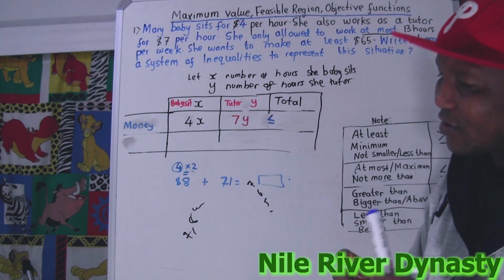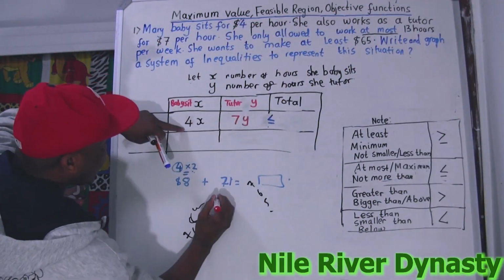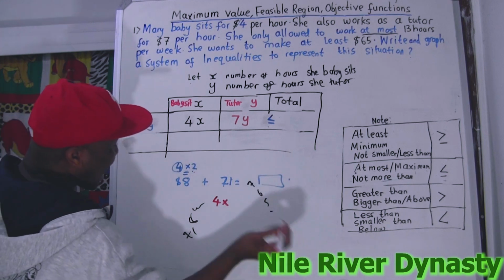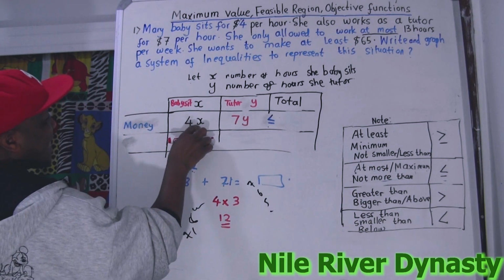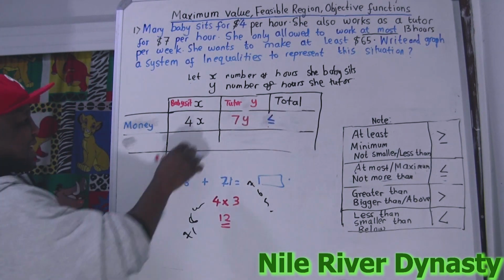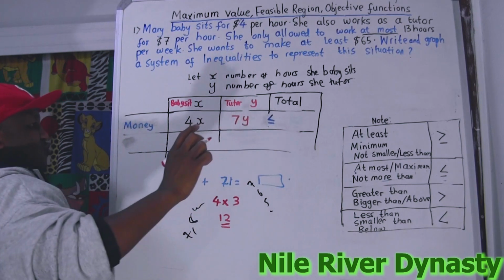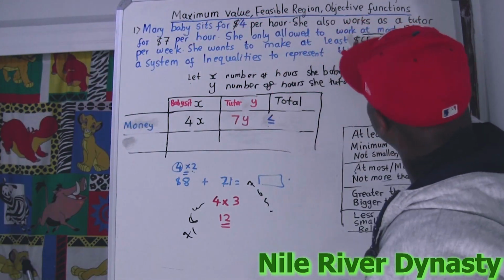I don't know if it makes sense. Okay, I'll say that one more time. You know what I'm saying? This one here is $4. So $4, let's say you work for 3 hours, means it's going to be 3, which is going to give me $12. So what is $12? It's money. So money plus money, you must get money. Can I add money and get 13 hours? No, that's not true. So this and this is going to give me, that's what it says here, she wants to make at least. What is at least?